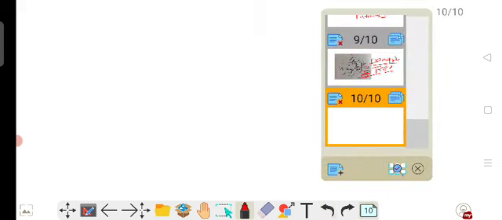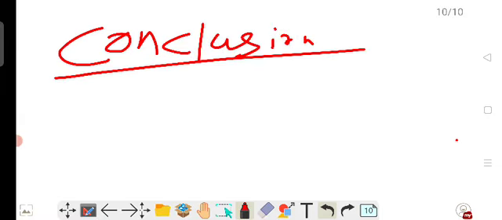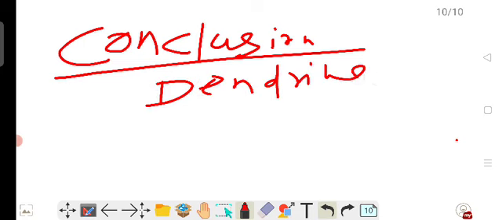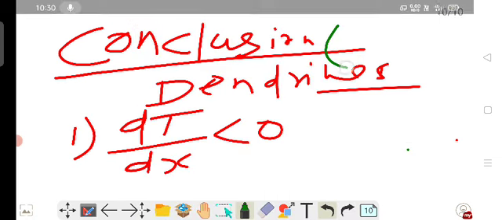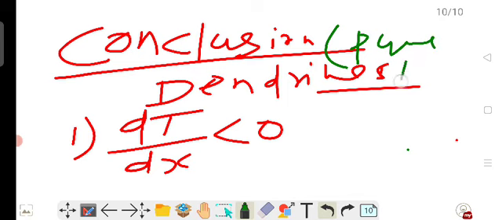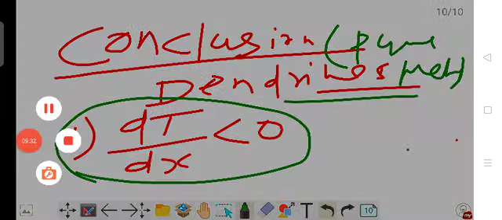So, in the concluding remark, the conclusion is that dendrites are formed if the temperature gradient is less than 0. In which case? In the pure metal. This is the condition where our dendrites are formed. Thank you very much.